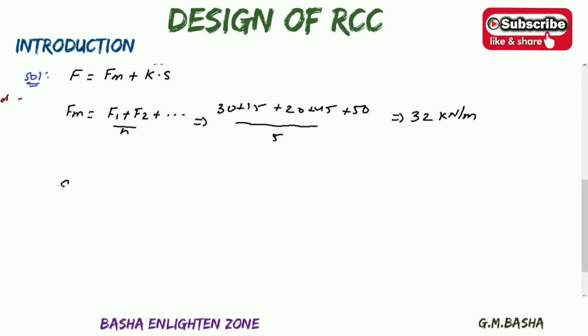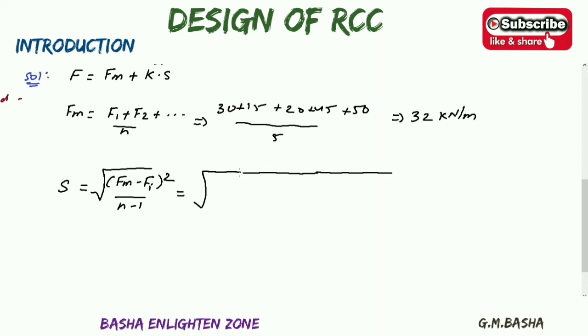So S value will be equal to, we know the formula, the summation of Fm minus Fi whole square by n minus 1. As per Indian Standard 456, to have characteristic values, minimum 30 samples are required to have proper correlation. But here only 5 are given. So see what value we will get. It is under the square root itself, like that, square root of. So I am taking all the values here. Fm is already 32, minus Fi means 1, 2, 3, 4 like that.